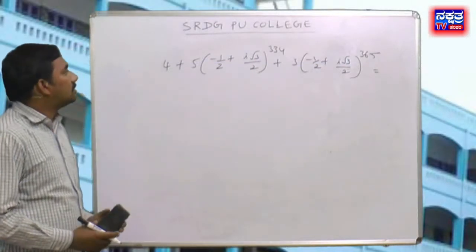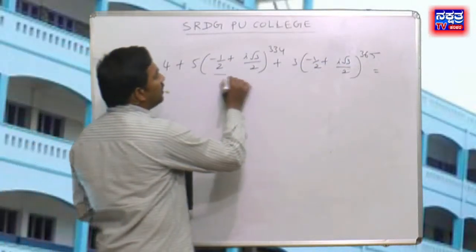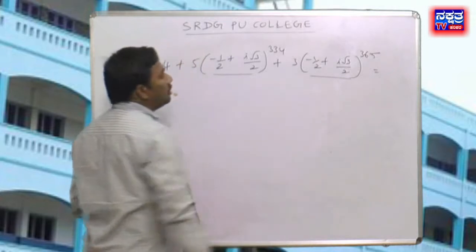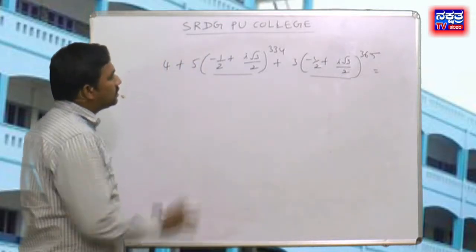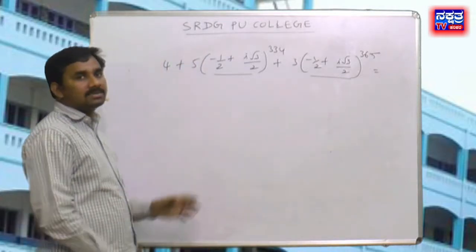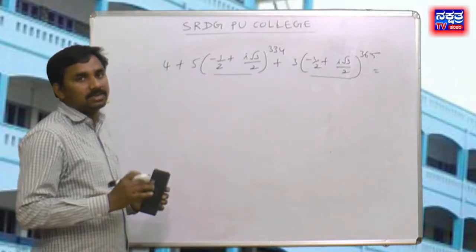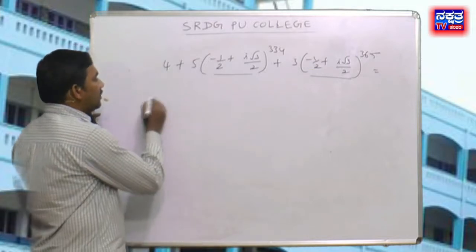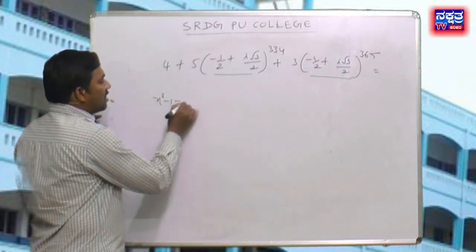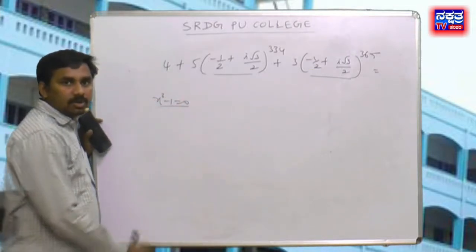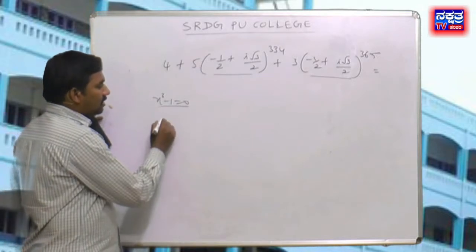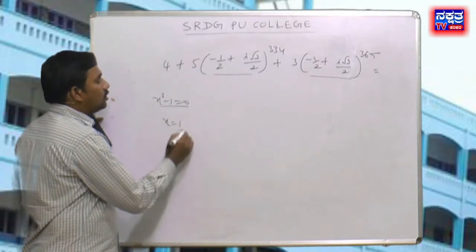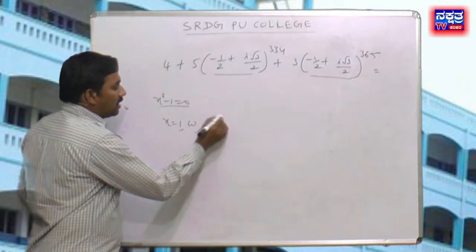Students, here minus 1 by 2 plus i root 3 by 2, and minus 1 by 2 plus i root 3 by 2. So same term it is, but it has some important property. What is that? It is a cube root of unity. What are the cube roots of unity? That is roots of x cube minus 1 equal to 0. What are the roots of x cube minus 1 equal to 0? x equal to 1, omega and omega square.